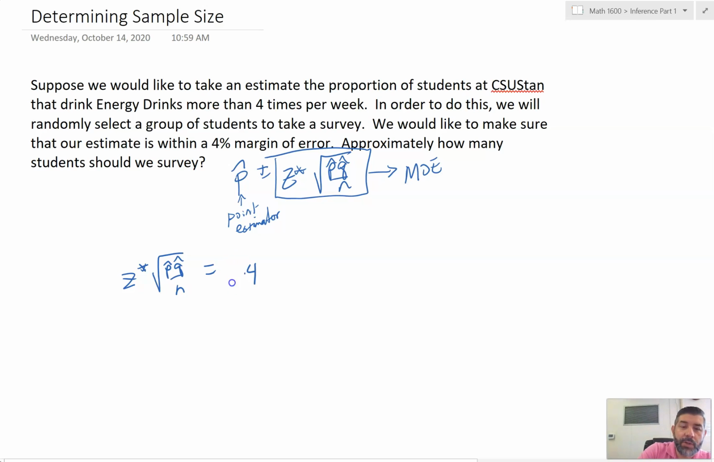Okay, so I'm going to put this equal to the margin of error. I want to show you how to come up with a formula that you can use at the end of this. So I'm going to do a little bit of algebra here.